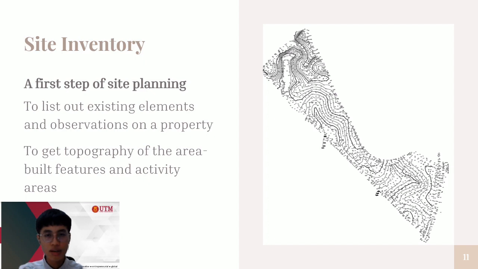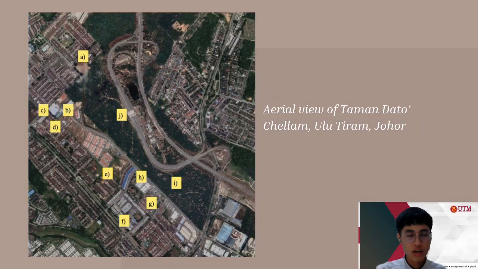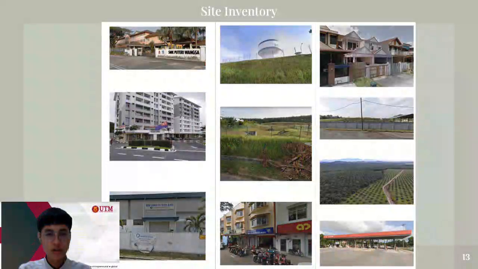Based on this detail, we can locate existing contours, stream or waterway locations, drainage, and also indicate the proposed development components. This is the area view of Taman Datuk Shalem, Uru Tiram, Johor Bahru. Throughout the site inventory, we found that there are a school, apartments, factories, a water tank, a culvert, shop lots, residences, a water treatment plant, plantation, and a toll plaza around the project area.